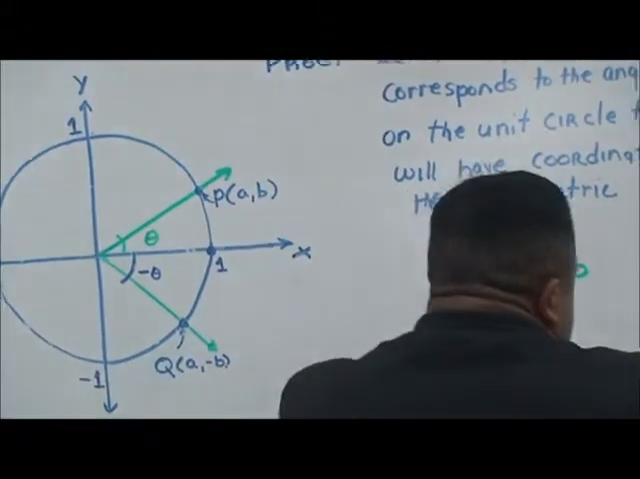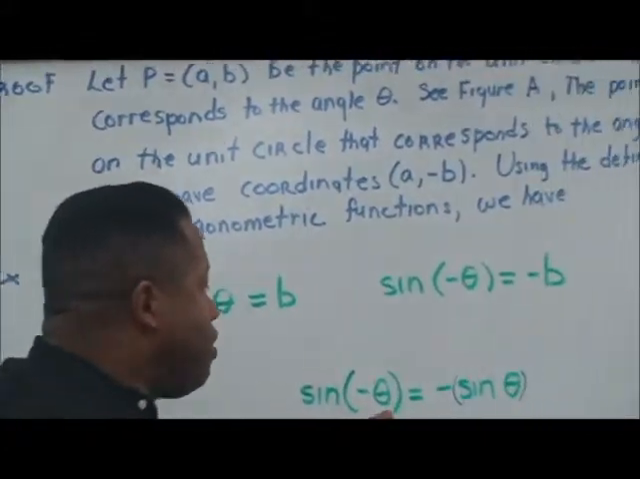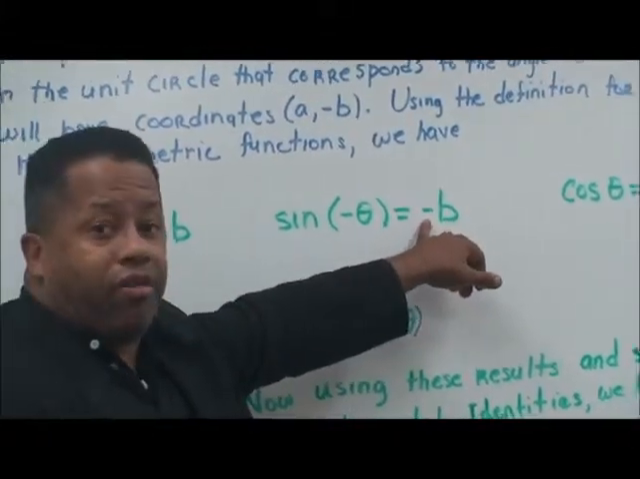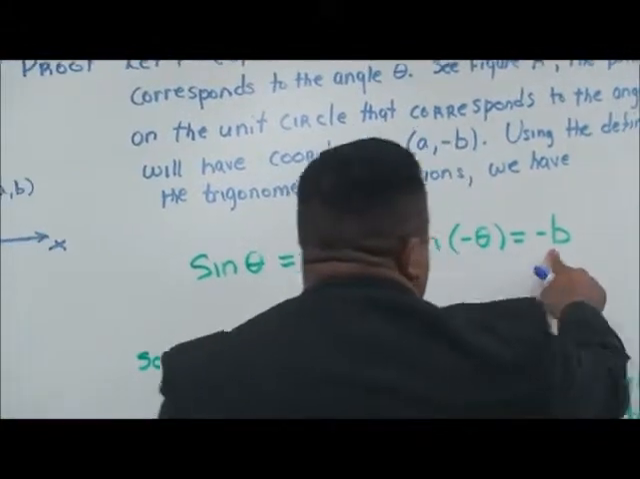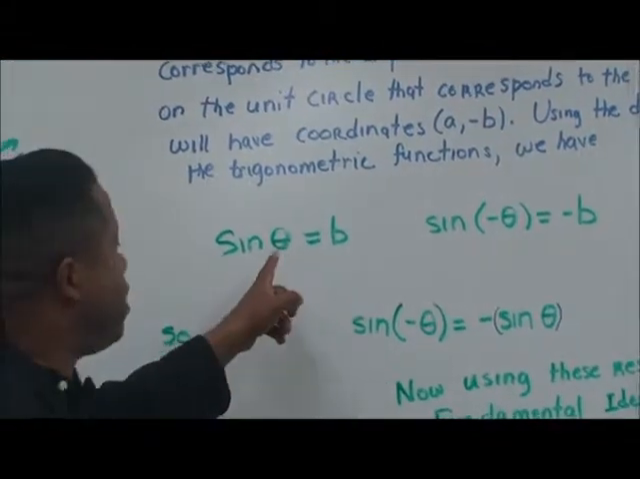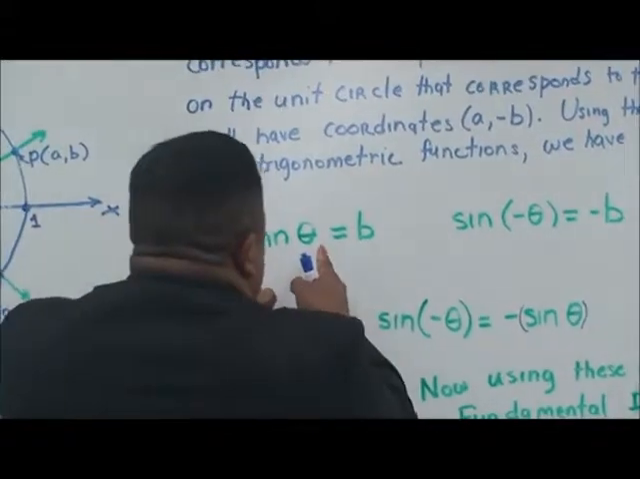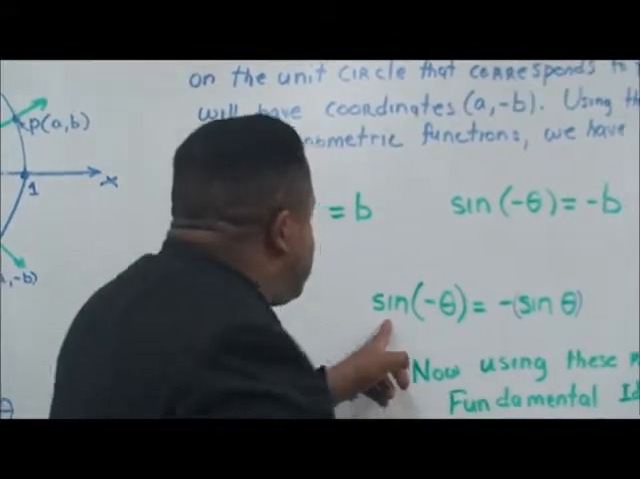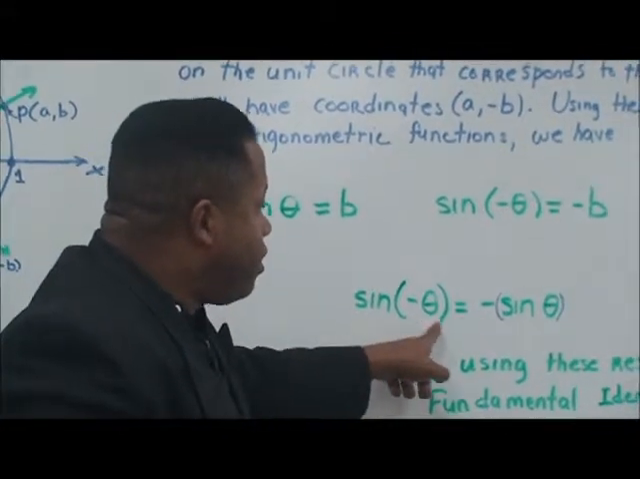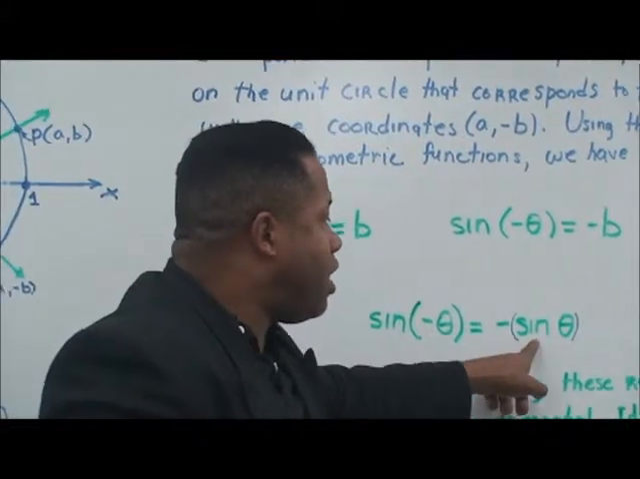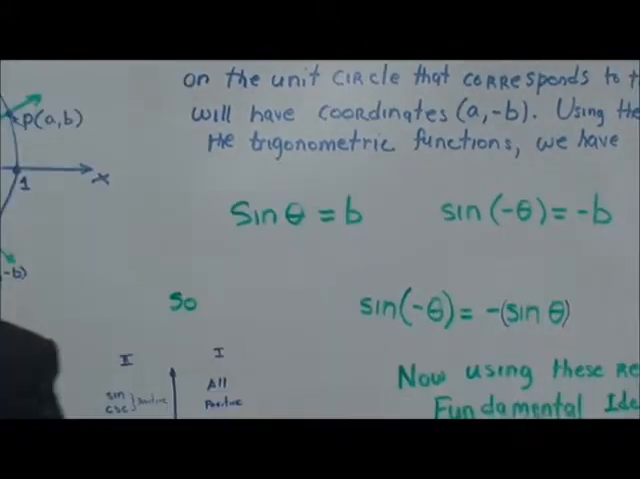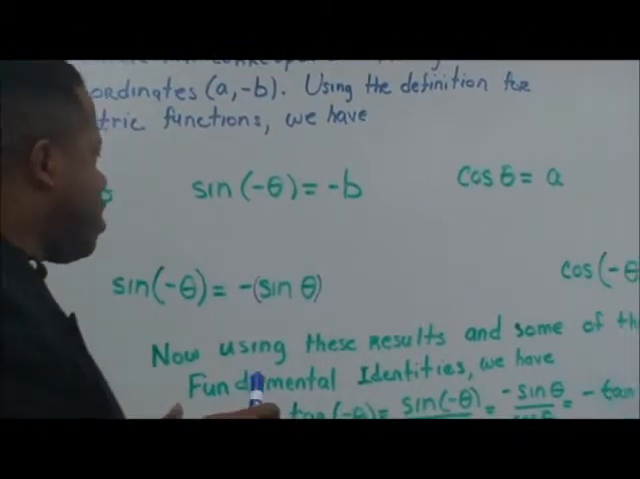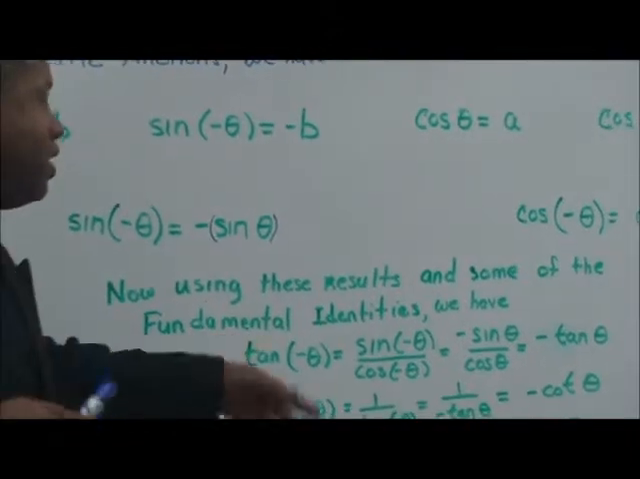Now, sine negative theta here, right, is equal to negative b here. So since this is negative b, what is b equal to in this case? Doing substitution, we're going to take sine theta and plug it right in for b. So sine of negative theta is equal to negative sine theta, just like we talked about over here, and also with the properties.